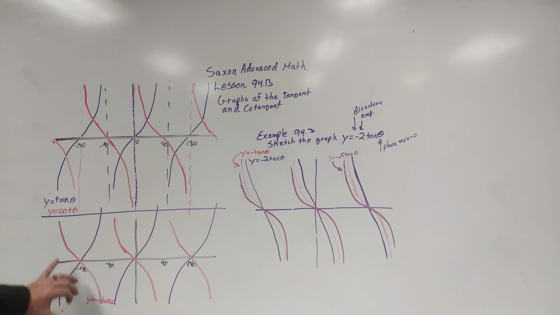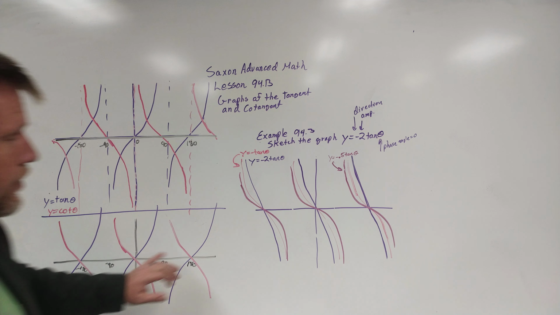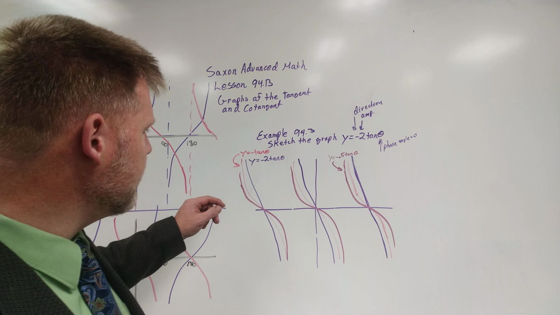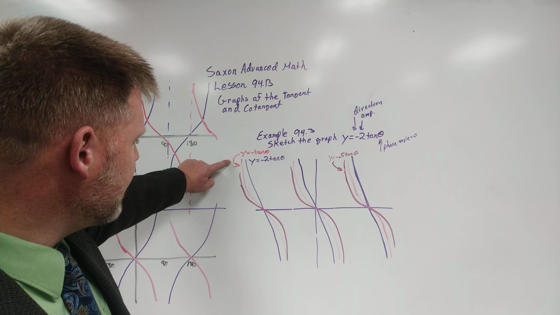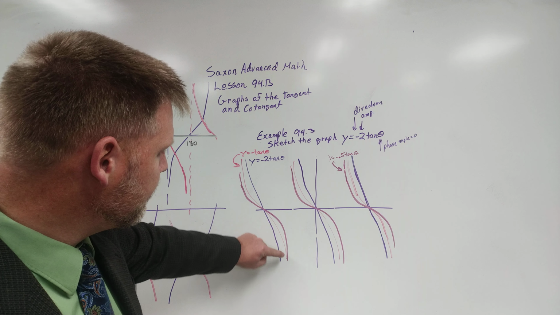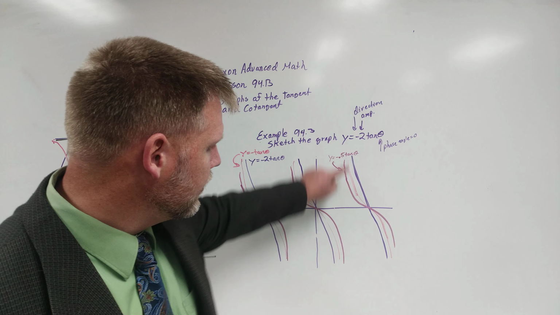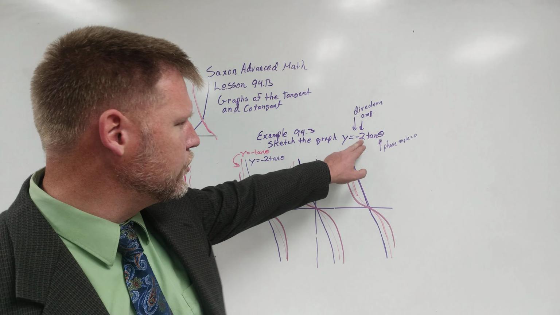It's going to flip that over. So y equals the negative 2 tangent theta. So I know it's going to be going down. If I just said y equals a negative tangent, it's this color right here that I put in, and that's what it looks like, right? But what is this 2 going to do?